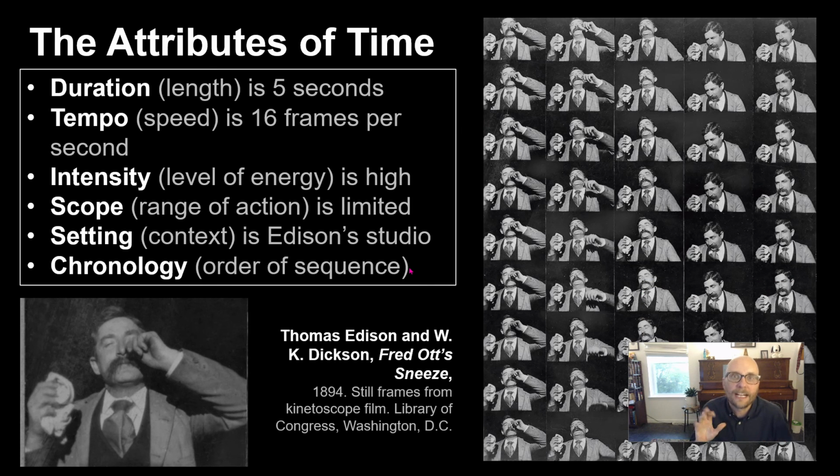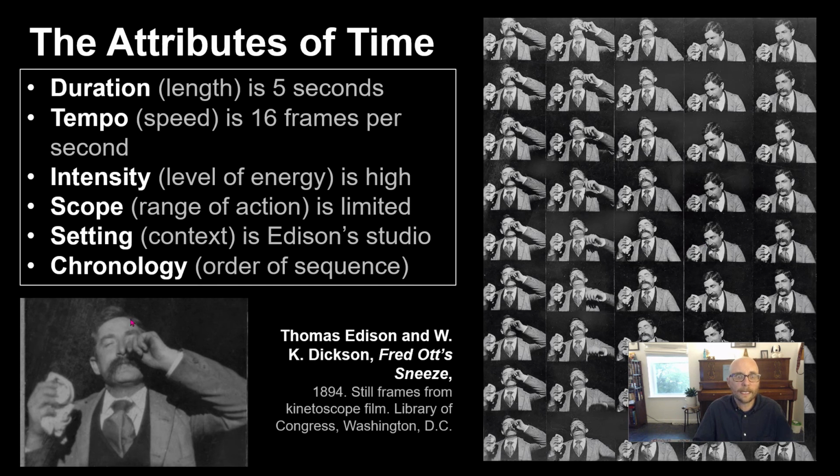So there are 5 attributes of time. There's duration, which is the length, how long something lasts. Tempo, which is the speed, how fast it occurs. The intensity, the energy level. The scope, that is the range of action. The setting, where it happens. And the chronology, the order of the sequence.